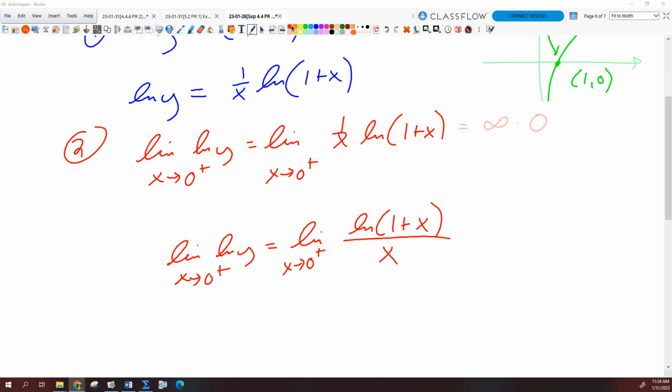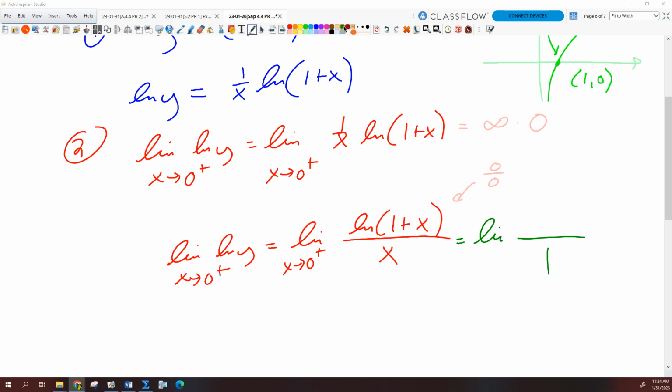What am I going to do here? Again, what am I going to do here if I've got the form 0 over 0? Take the derivative of the top, and the derivative of the bottom separately. Good. So this is equal to the limit of, the bottom's just going to be 1, isn't it?